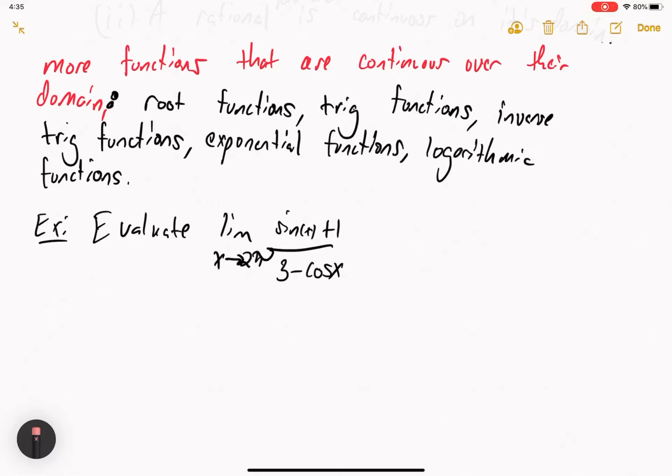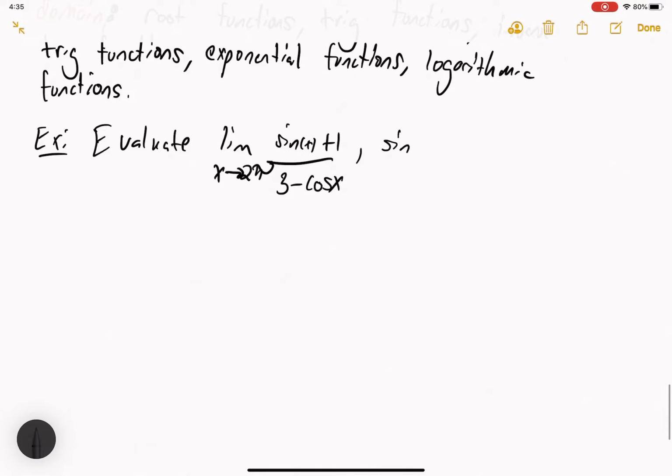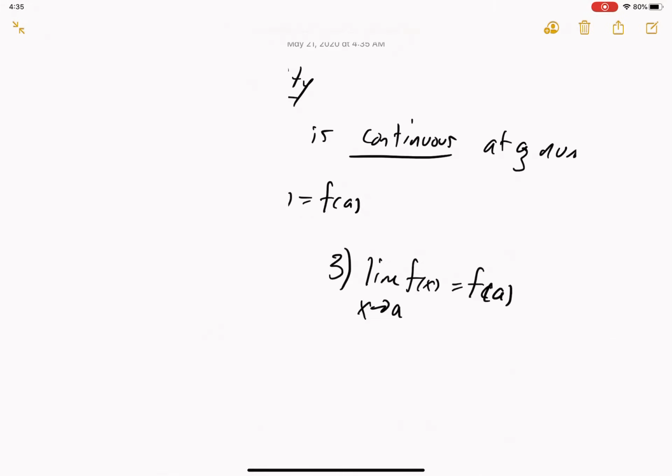One of the things we should note is that we don't actually divide by 0 here. Cosine of x is always between -1 and 1. Actually, let me clarify some of the steps I've said so far. We have sine of x plus 1 and 3 minus cosine of x.